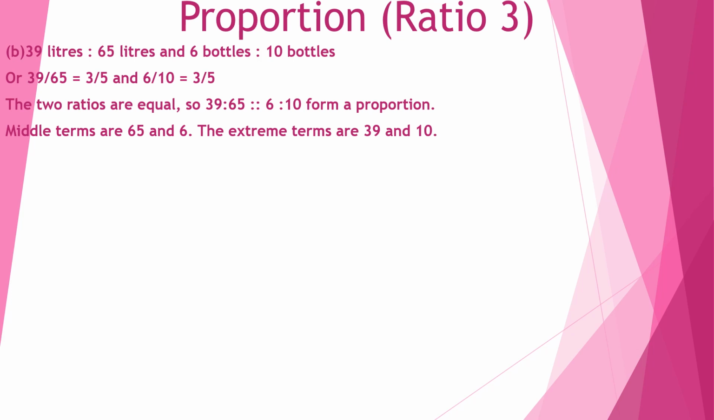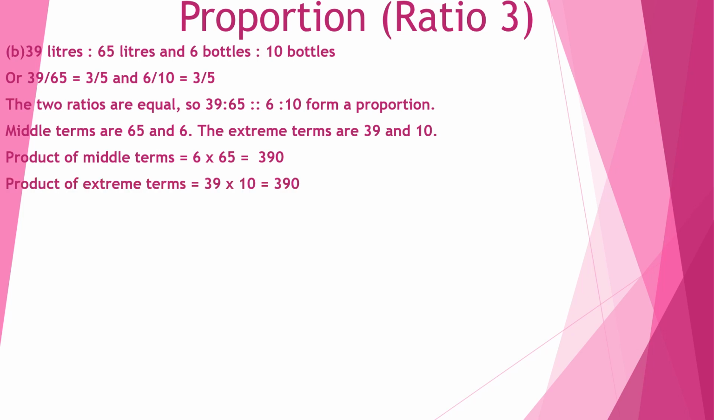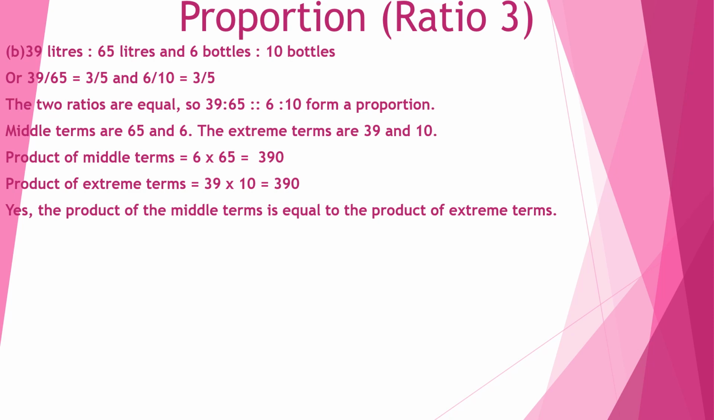Middle terms are 65 and 6. The extreme terms are 39 and 10. Product of middle terms is 6 into 65, which is equal to 390. Product of extreme terms is 39 multiplied by 10, which is equal to 390. Yes, the product of middle terms is equal to the product of extreme terms. Now the last question.